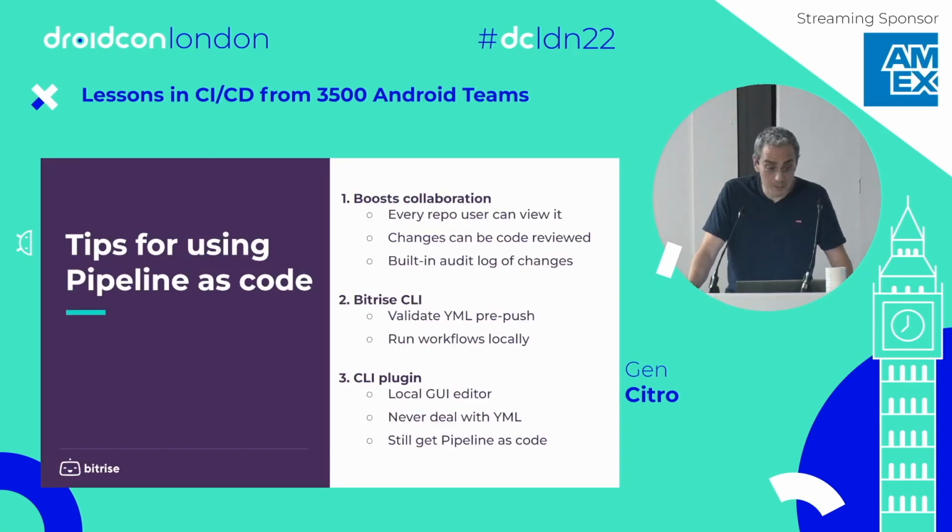Which is a shame because it's got some great benefits. Basically, everyone who has access to the repo can view the YAML. Pipeline changes can be code reviewed. And obviously, there's a built-in audit log to see the history of changes. There are some downsides to doing this. Obviously, you need to learn the YAML syntax. And it's annoying sometimes when you push up invalid YAML.